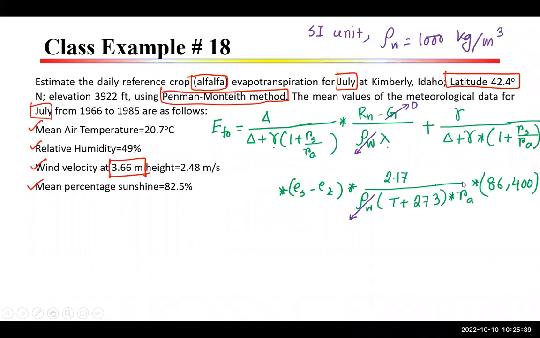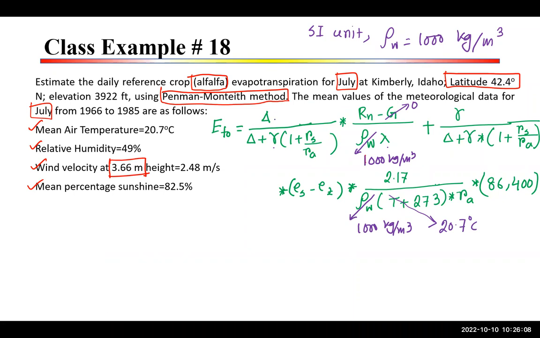So this one is what? 1000 kg per meter cube, 1000 kg per meter cube. Do we know about the temperature? What is that? 23.7 degree centigrade. Okay. And 86,400, that's great.